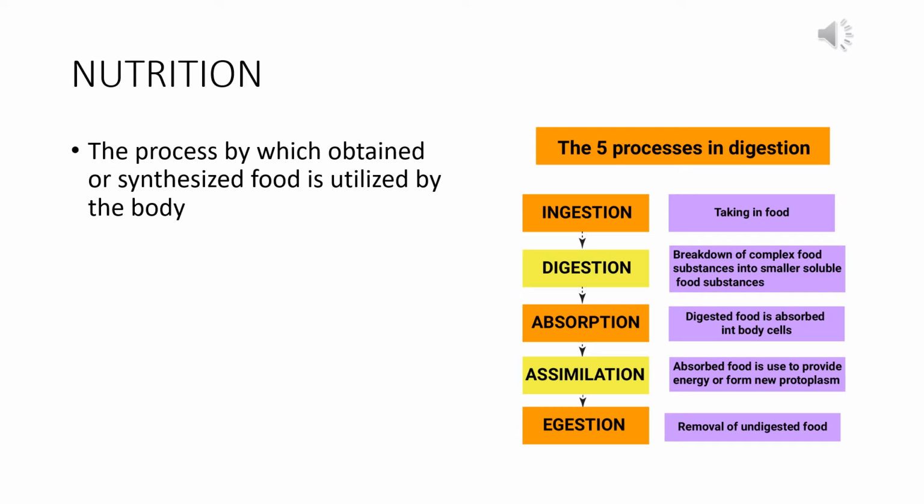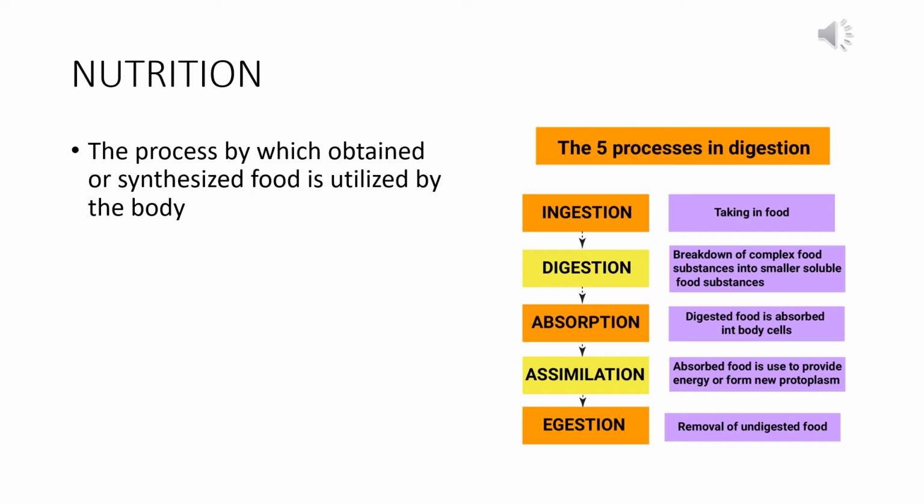The second step is digestion. In digestion, the complex food material is broken down into simpler or smaller substances which can be used by our body. This breakdown process is actually happening with the help of many chemicals that are present in the entire digestive system of our body, and this process is called digestion.